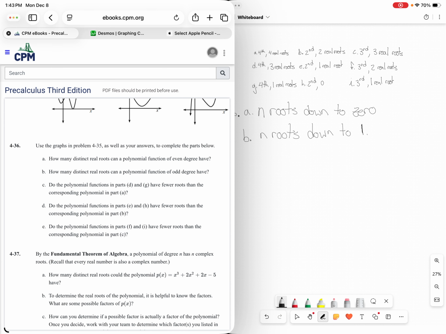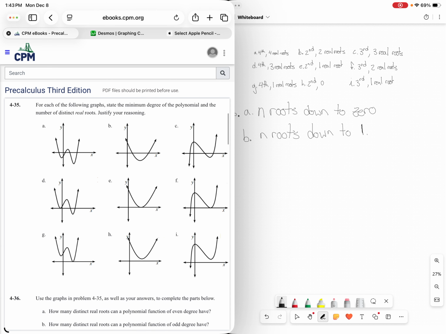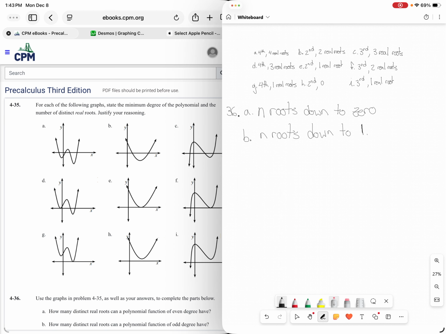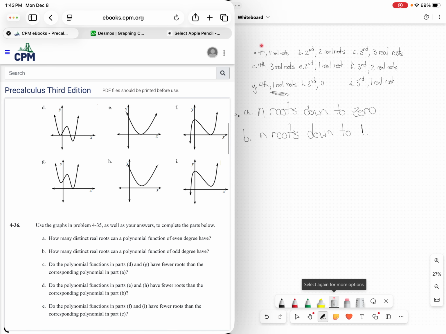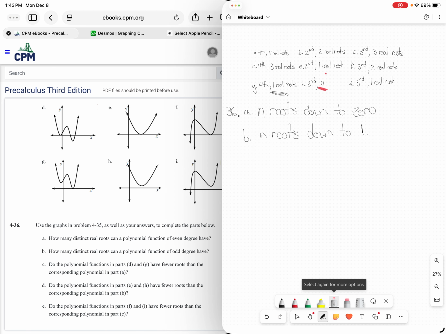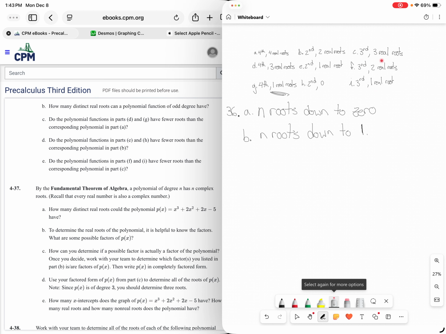Okay, so C, do the polynomial functions in parts D and G have fewer roots than the corresponding in A? So again, D and G fewer than A. Yes, that's this first column. Again, 1 real root, 3 real roots, and they're definitely fewer than what was started, right? And then they go on to ask us these same questions in D and E. 0 roots, 1 root, 2, less than where we started. 1, 2, and 3, less than where we started, right?